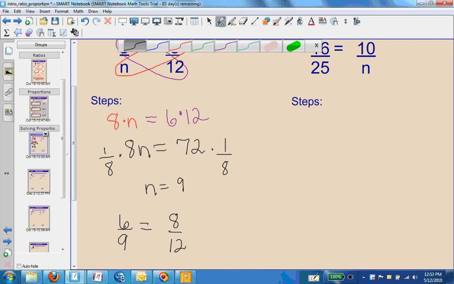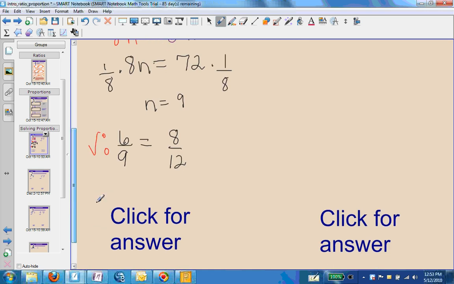And I can check this a couple of different ways. I can check this by simplifying my fractions and seeing if they are indeed equivalent. So I know that 6/9 is the same thing as 2/3 if I was to divide 3 into the top and bottom. And I know that 8/12, if I was to divide by 4, 4 over 4, is also the same thing as 2/3. So that's one way you can check.